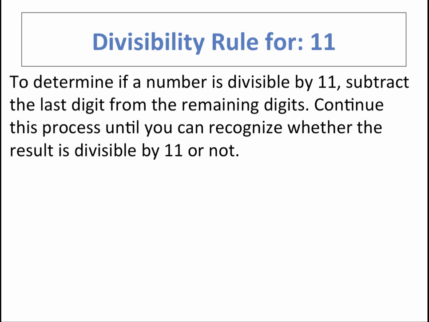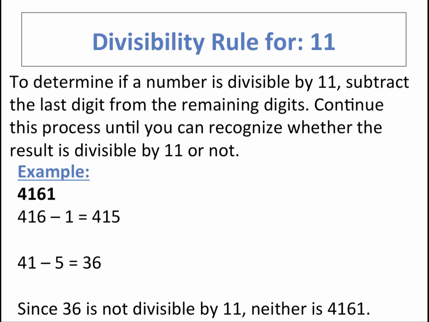The final rule I'll go through is the divisibility rule for 11. Similar to the process for 7, it's going to take you a little while to memorize how the steps go. I'll show you a few examples and then I'll break down the rule as we go forward. So the number 4161, to determine if it's divisible by 11, what you do is you extract the last digit and subtract that from the remaining digits. So in this case, the last digit's 1, I pull it away, and I do the remaining digits 416 minus that 1 to get 415.